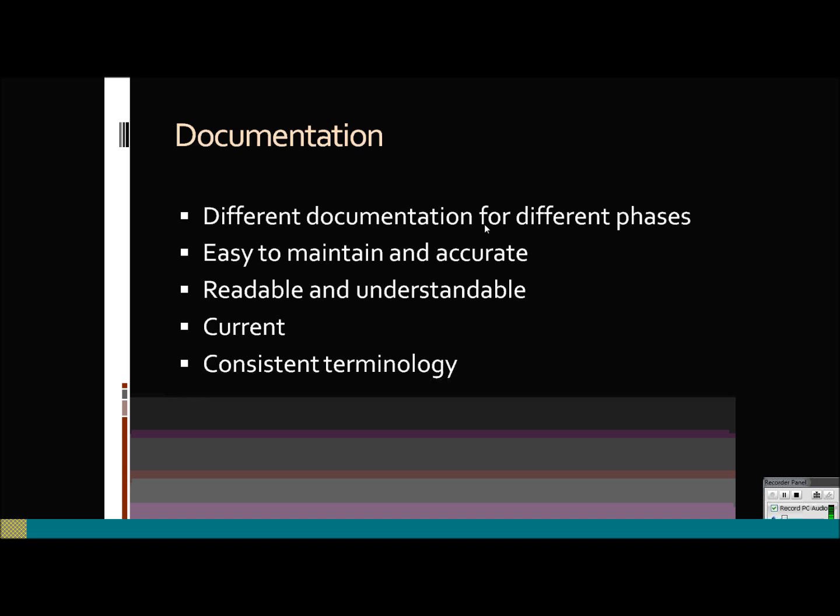And the documentation, one of the things with documentation is that it should be easy to maintain and should be accurate so that when the teams are working together and their communication lines are established, they're looking at the same documentation and are able to follow that. The documentation has to be readable and understandable. It has to be current, meaning that if a code change has taken place, the documentation should reflect that. And then, as I mentioned before, the terminologies used throughout the documentation should be consistent.